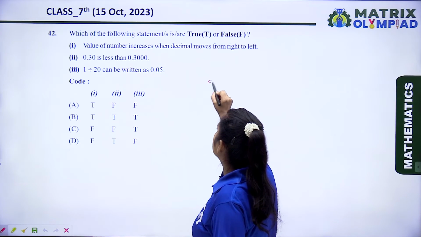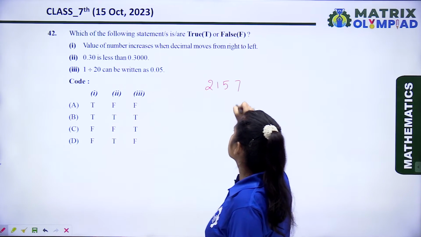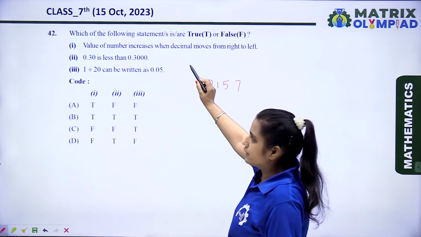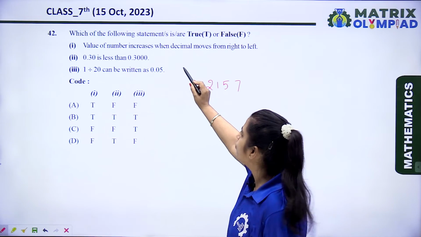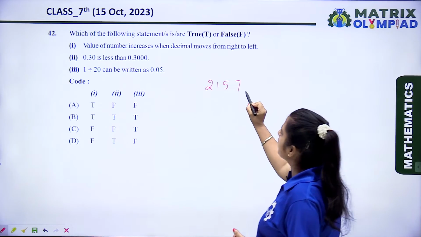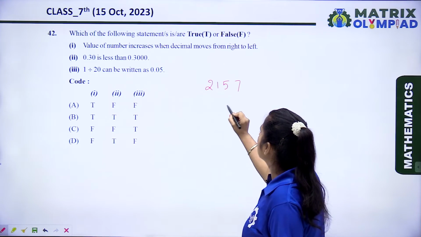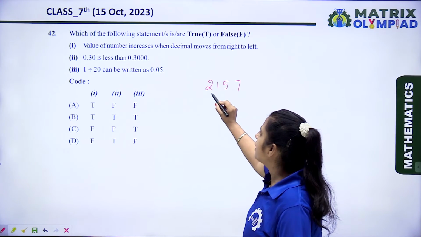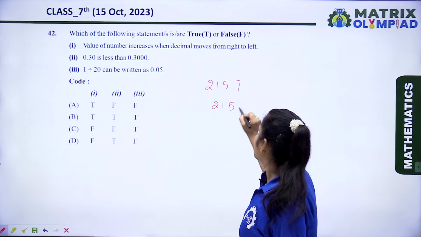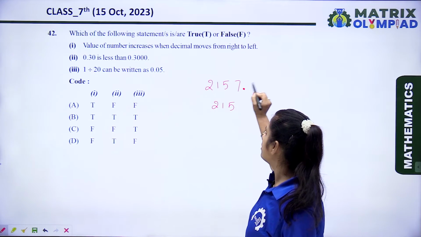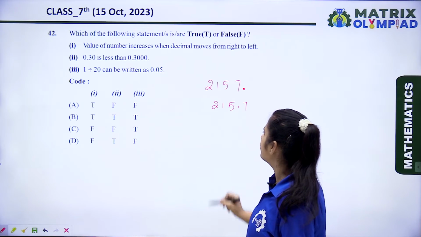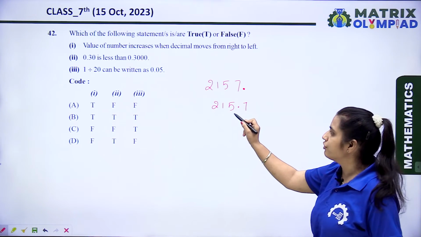Let's take an example, 2157. Now here value of number increases. जो number की value है वो increase होगी when decimal moves from right to left. जब ये decimal right से left की तरफ जाएगा. Now the number is 2157. Let's shift the decimal. Here the decimal is in the right place. Now after moving towards the left place, we will get the number as 215.